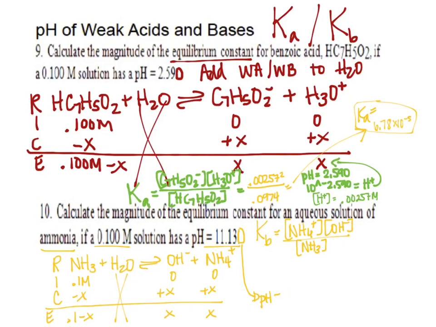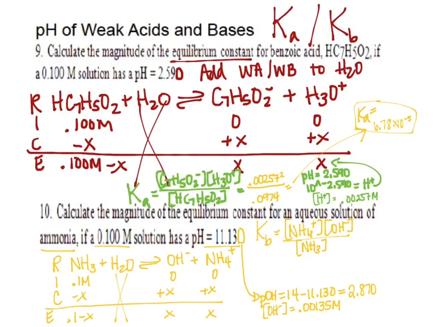Oh no, we're dealing with OH, right? So we need to have pOH. So pOH is going to be 14 minus 11.130, which is 2.870. And now we can find our OH concentration. So what is our OH concentration? 0.00135 molar, and that is our x.